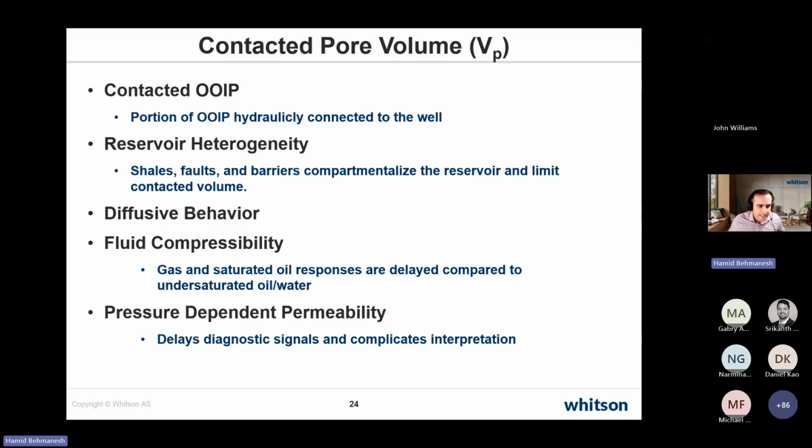PDP can delay the signals from the boundaries. So we need to be aware of that, and we can test how it will impact. There are multiple ways that people can explain why PDP delays the signals. The easiest way is that as the pressure drops, the permeability also drops. So the near wellbore permeability starts to reduce, and it will be more difficult to receive the signals from the boundaries. So that's the easiest way I can explain why PDP will delay the signals.